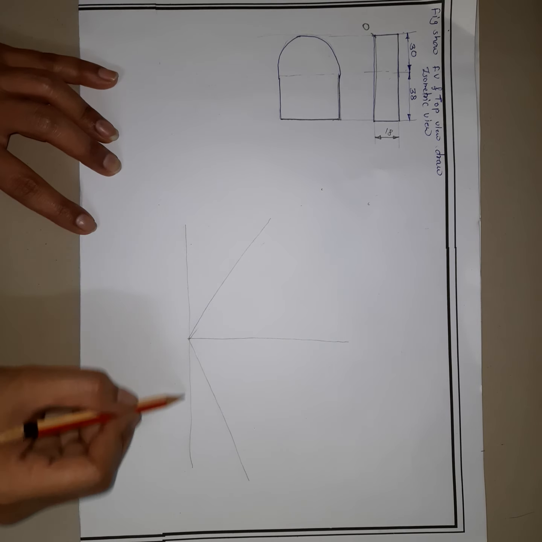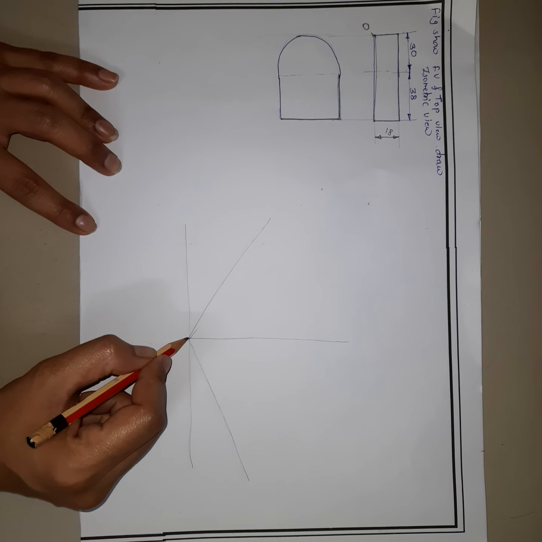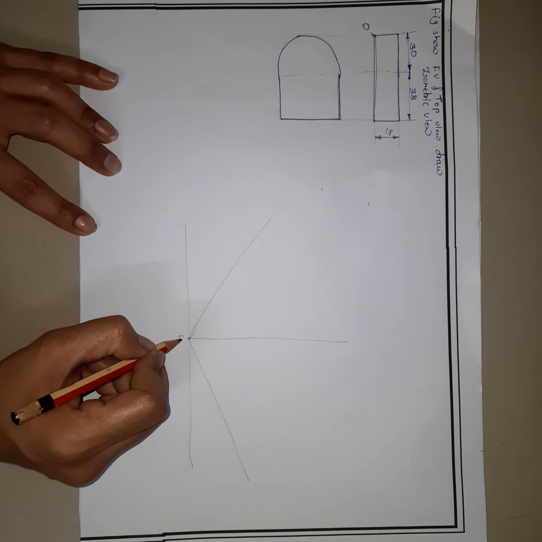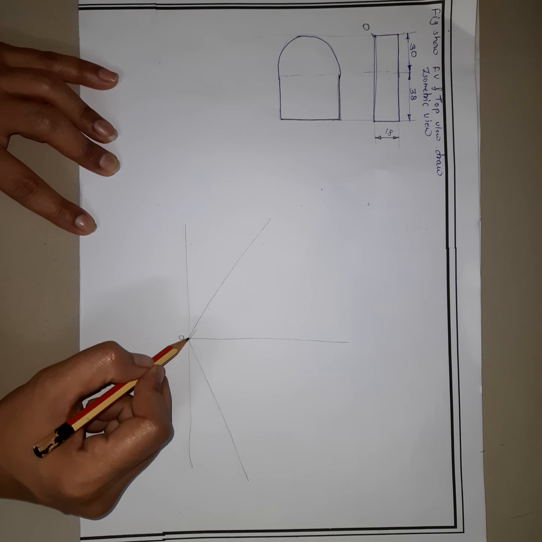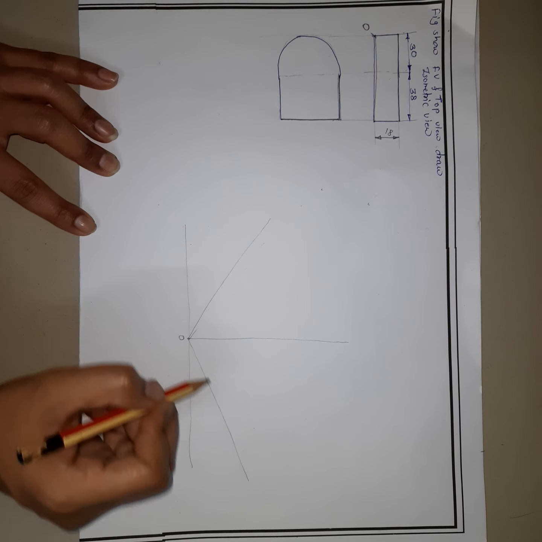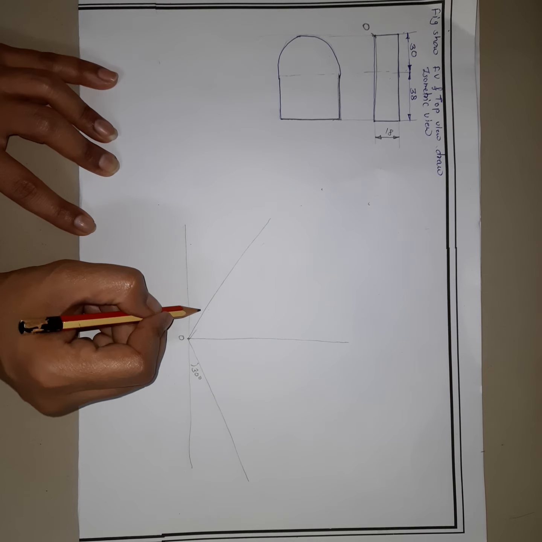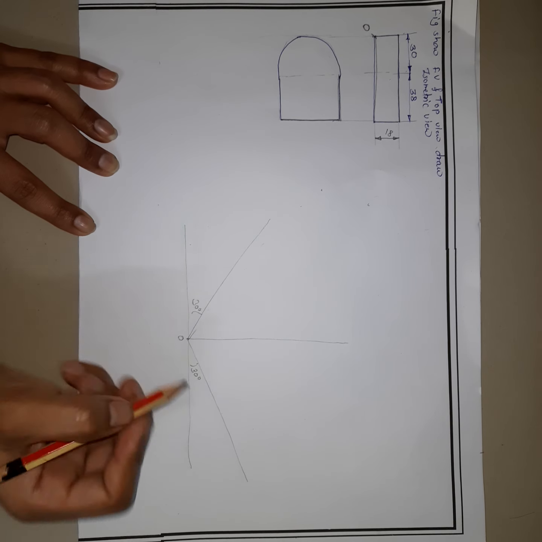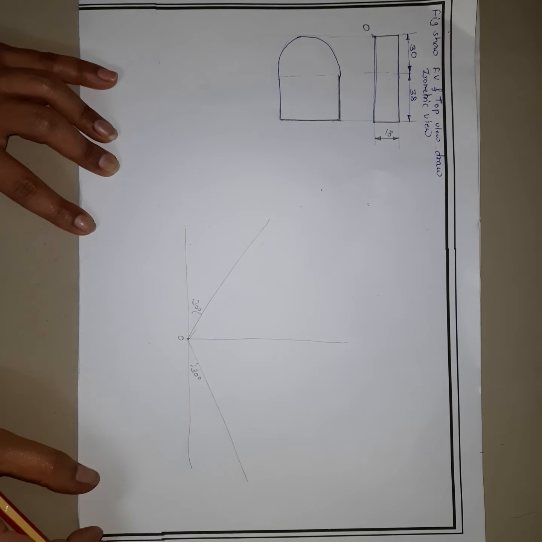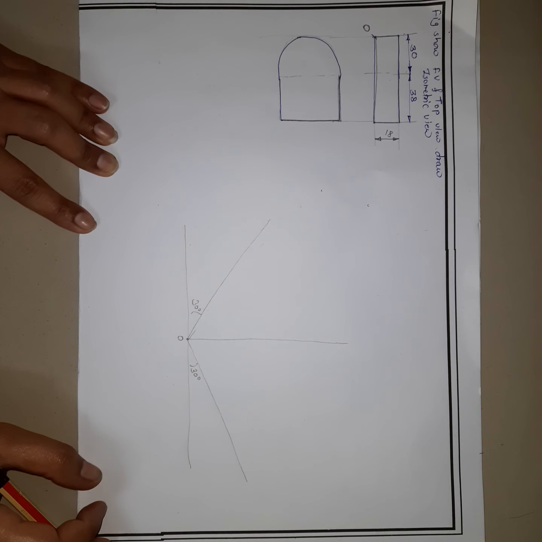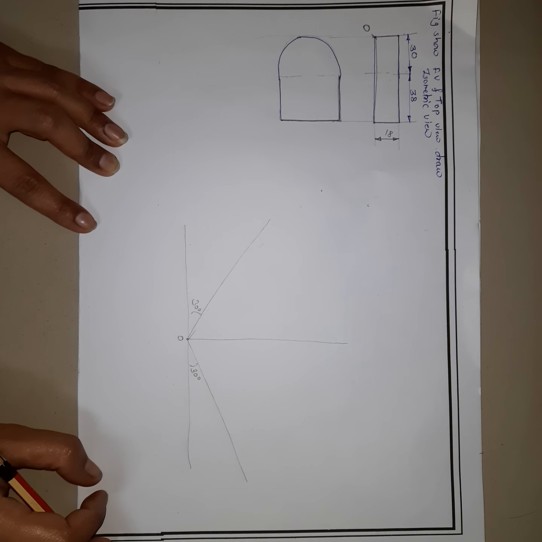First draw a horizontal line, then choose one point which is the origin O. From this point draw this line at 30 degrees, then this line at 30 degrees, and this is the vertical line. These are the three isometric axes. Now we'll calculate the overall length, height and width of the object.